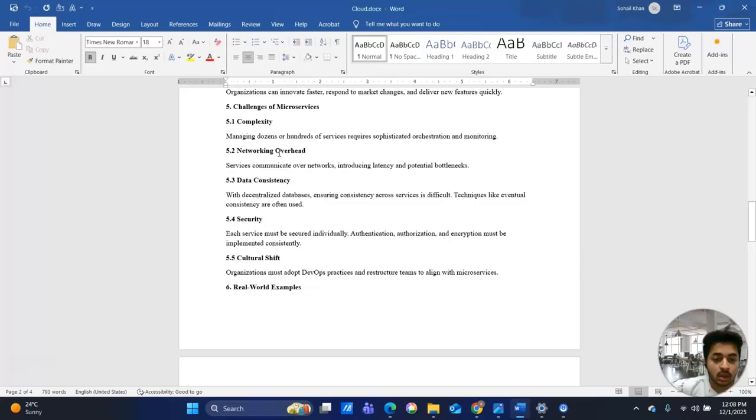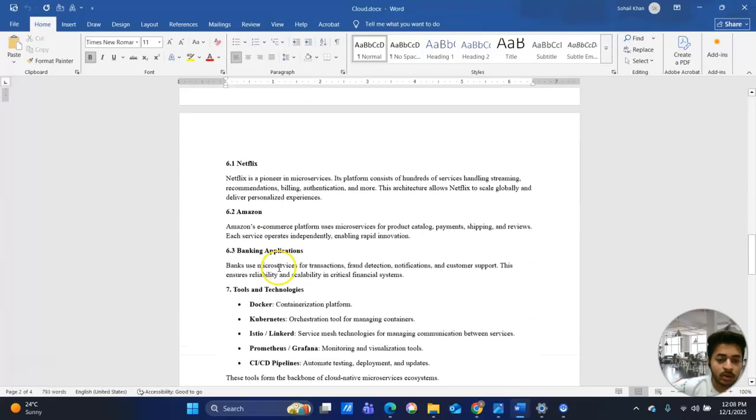Challenges of microservices. Complexity: managing dozens or hundreds of services requires sophisticated orchestration and monitoring. Network overhead: services communicate over the network, introducing latency and potentially bottlenecks. Data consistency, security, and cultural shifts are also challenges.